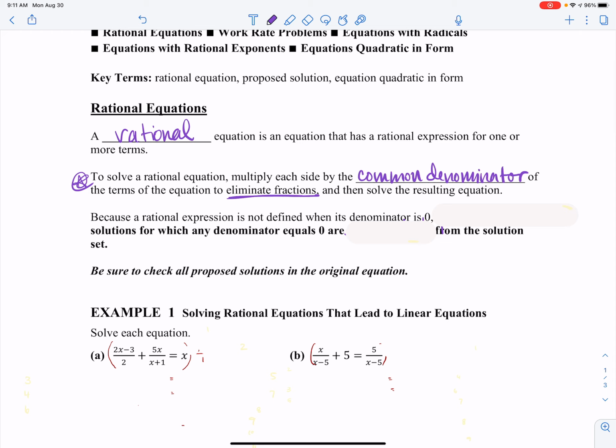Because the rational expression is not defined when the denominator equals 0, you know that you cannot have a denominator of 0. So any possible solutions for which the denominator equals 0 have to be thrown out. They have to be excluded. Basically, and I'll show you this, if you've got an answer that makes the original denominator equal to 0, you have to throw it out.